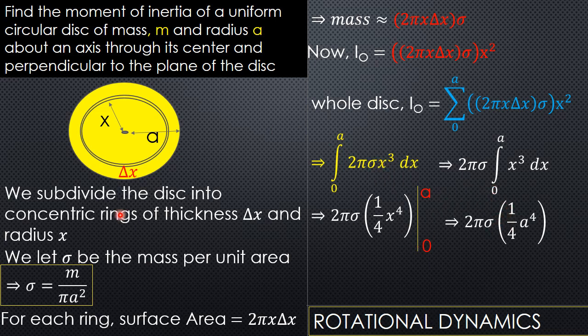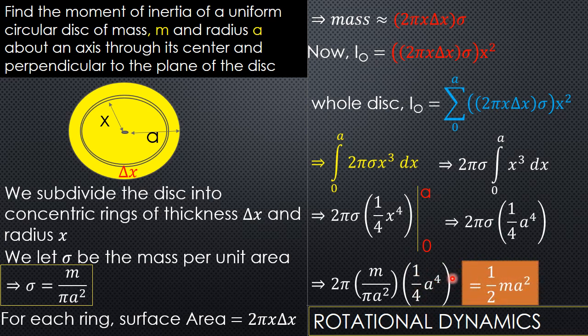That's what we have. But keep in mind that our sigma is given as M over pi a squared. So if we plug in everything, we are going to have 2 pi outside, sigma is M over pi a squared, times 1/4 a raised to the power 4. Simplifying everything gives us our answer to be 1/2 M a squared. Great. That's the moment of inertia of our disk of radius a and mass M. Friends, you could still be asked to get the moment of inertia of a disk of mass 2M and radius 2a and so on. You're going to just substitute everything into this formula.